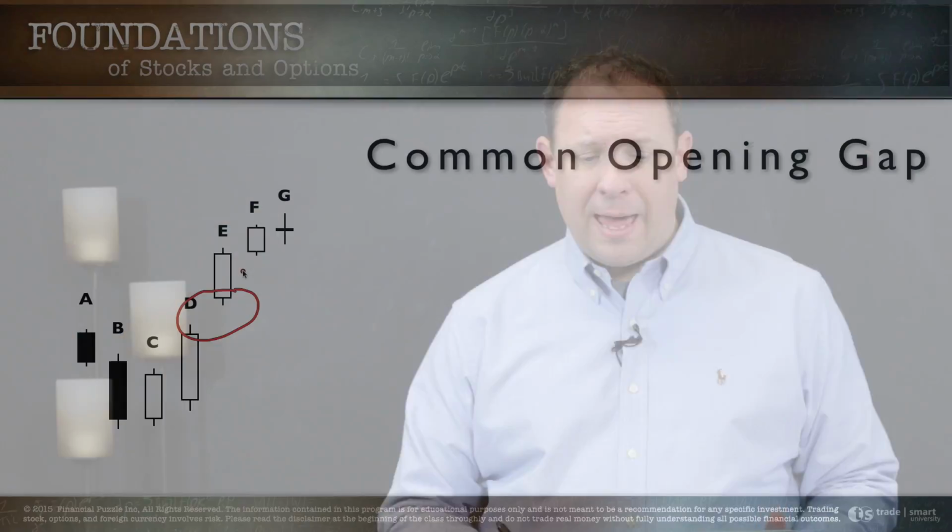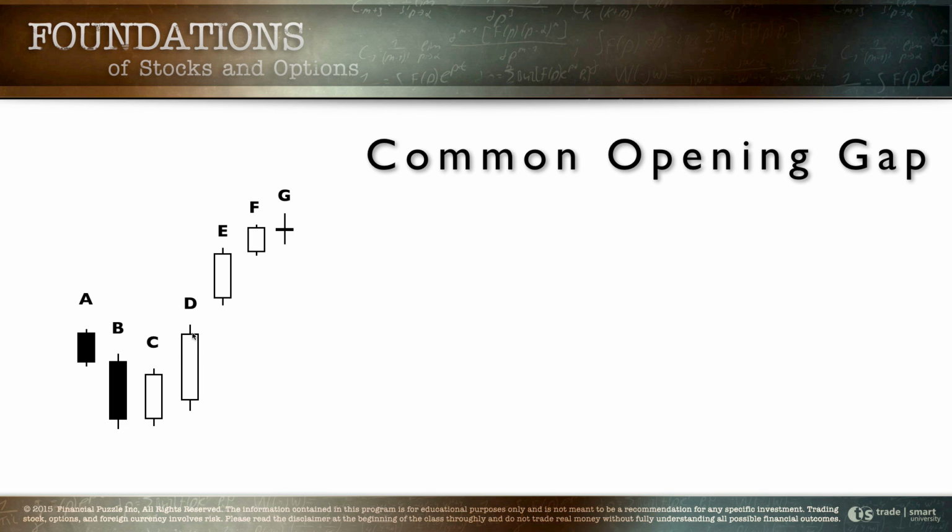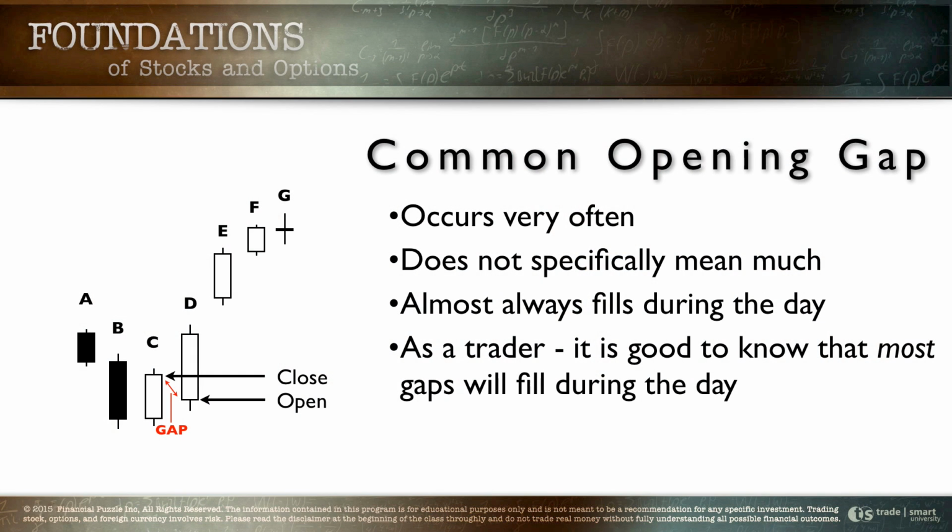Now, what is a common opening gap? There's another one on this chart. Let's look at it. And you notice this is between C and D. Take a look. C closed at this price and it opened down here at this price. And there is a gap in pricing that happened early in the morning. The void between the morning opening price and yesterday's closing price. This is what we call a common opening gap. And as the name suggests, they're very common. They happen frequently. They're very often occurring in the market. It does not in and of itself specifically mean a whole lot.